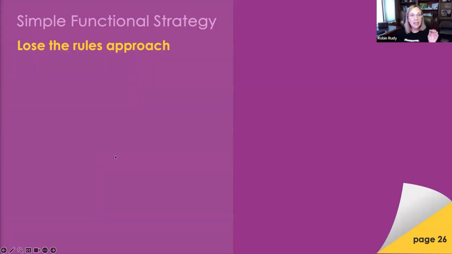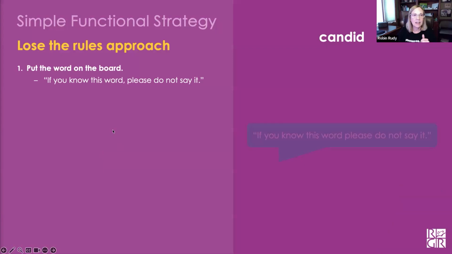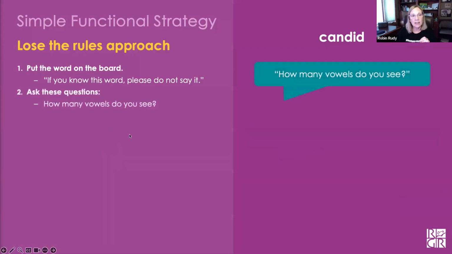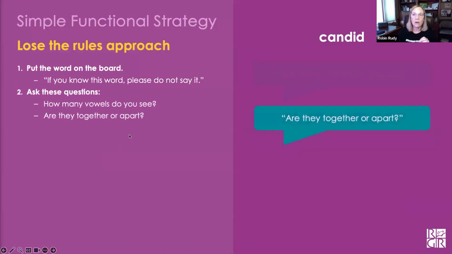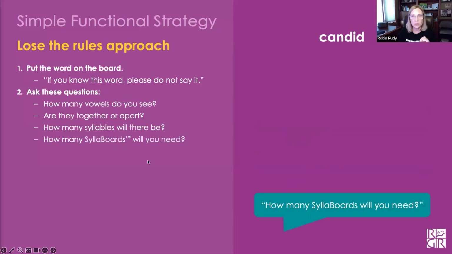So this is a lose the rules approach. We're going to say, if you know this word, please don't say it. So pretending this is our word up here, I would put it on the board and I said, if you know this word, please don't say it. Then I'm going to ask these questions. How many vowels do you see? Are they together or are they apart? And how many syllables will there be? And how many syllaboards do you need?